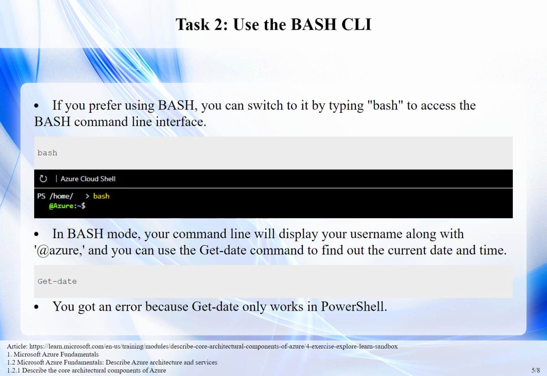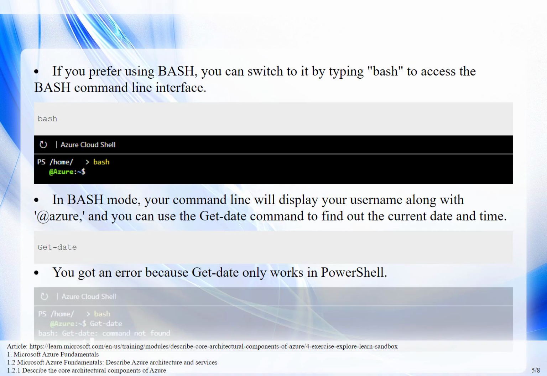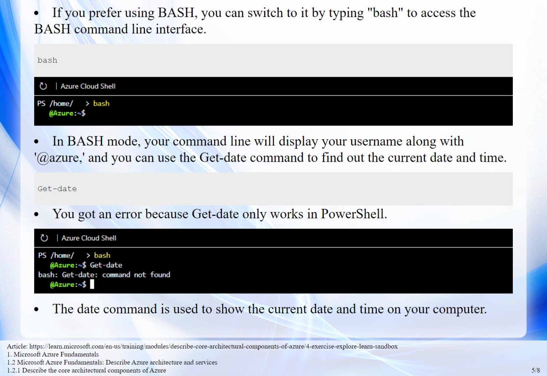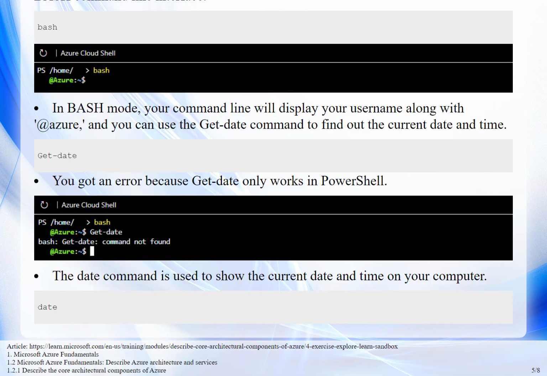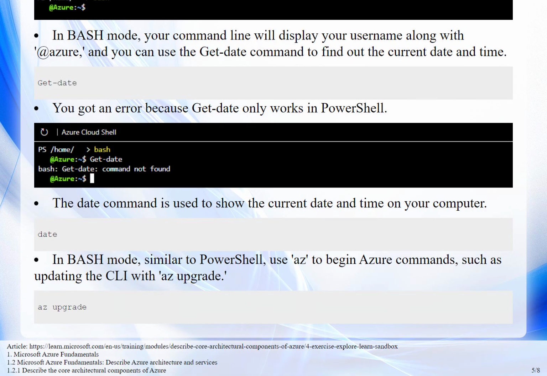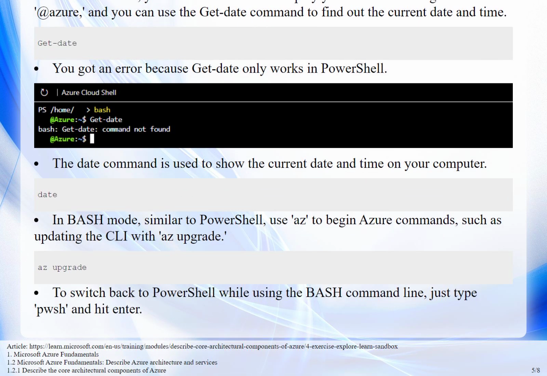You got an error because Get-Date only works in PowerShell. The date command is used to show the current date and time on your computer. In Bash mode, similar to PowerShell, use az to begin Azure commands, such as updating the CLI with az upgrade. To switch back to PowerShell while using the Bash command line, just type pwsh and hit Enter.